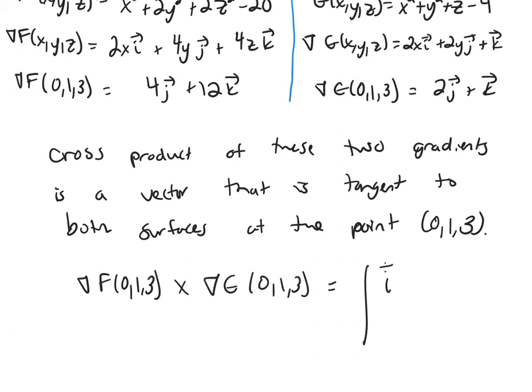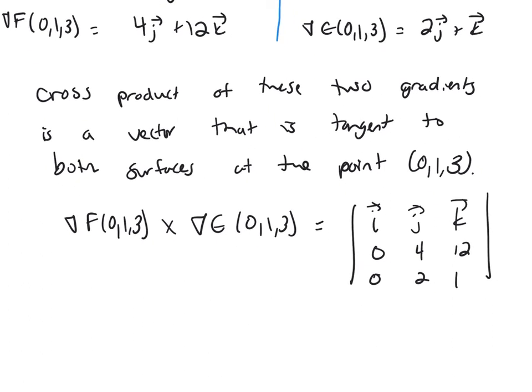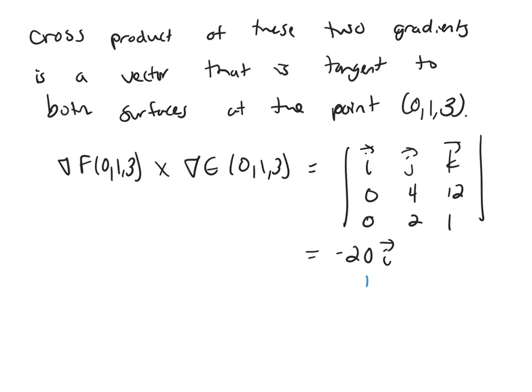So remember how we do the cross product. i, j, k, 0, 4, 12, 0, 2, 1. If you compute this cross product, you're going to get negative 20i. So this is going to give us a direction for our line. And remember, the direction vector of a line is not unique. In particular, what I see is that this only involves i. So this vector is going to be parallel to the x-axis.